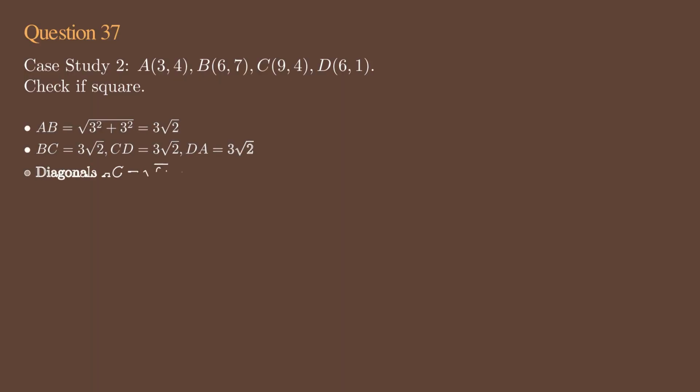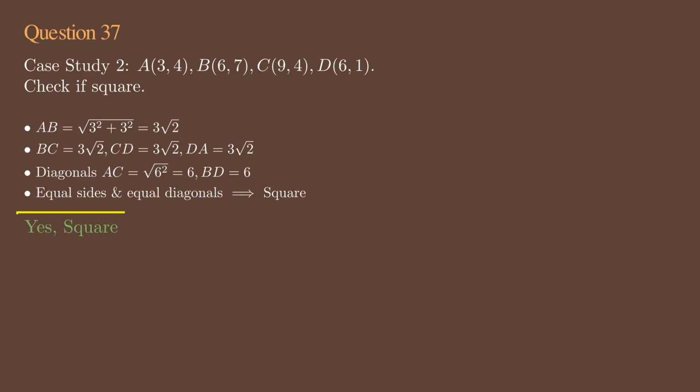Question 37. Case study 2. Check if the points A, B, C, and D form a square. Calculate the lengths of all 4 sides using the distance formula. All sides are equal to 3 root 2. Next, calculate the diagonals AC and BD. Both diagonals are equal to 6. Since sides are equal and diagonals are equal, ABCD is a square.